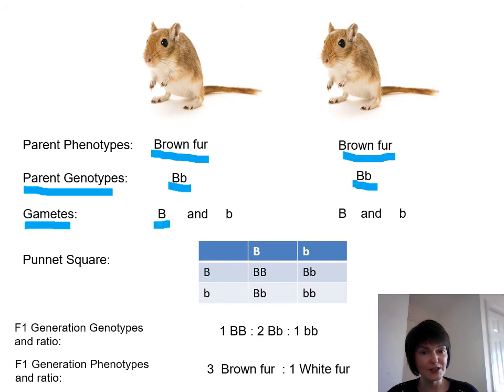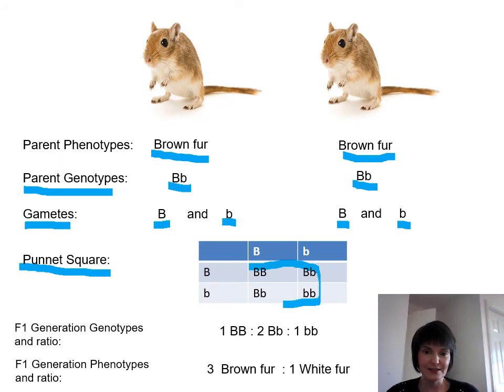So Big Frank, half of his sperm is going to be big B, half is going to be wee b. And Francesca, half of the eggs are going to be big B, half of the eggs are going to be wee b. And again, we do a wee Punnett square. And we have got our Punnett square here. All right, so the Punnett square, and we have got F1 generation genotypes. So we have got one big B, big B.